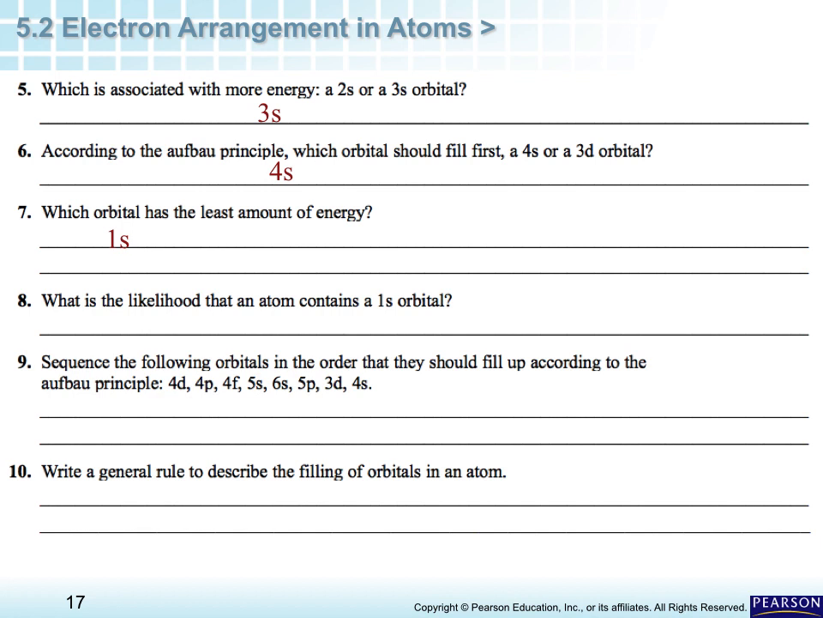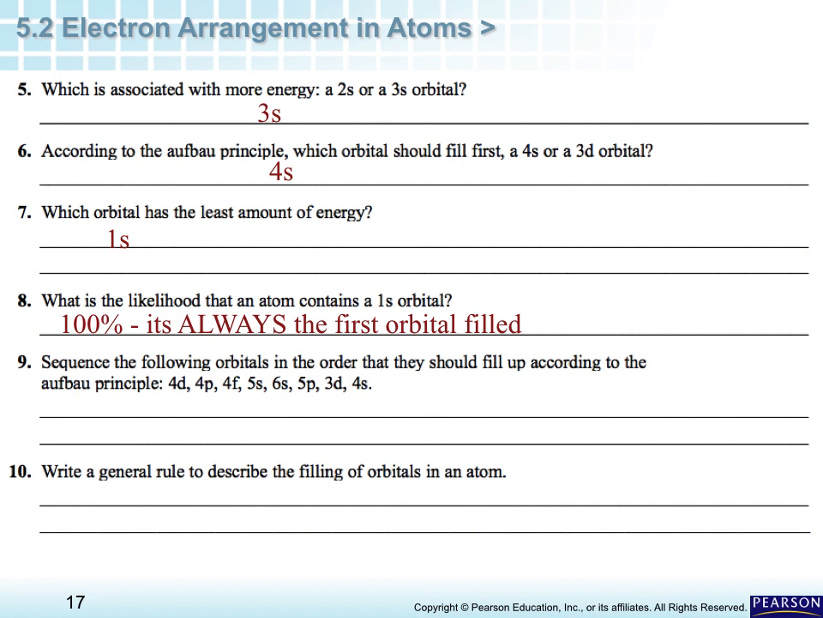What is the likelihood of finding an electron in the 1s orbital? 100%. It's always the first one filled. According to the Aufbau principle, 1s is always filled before any other orbital.